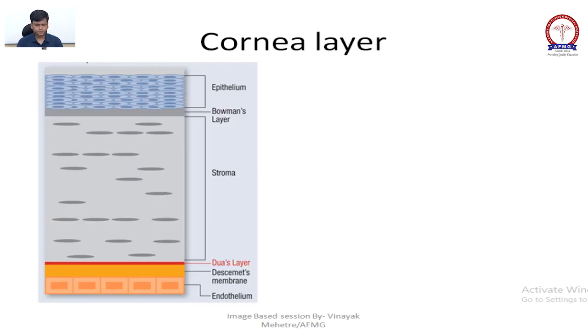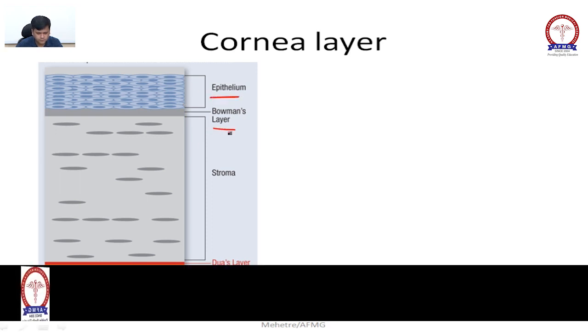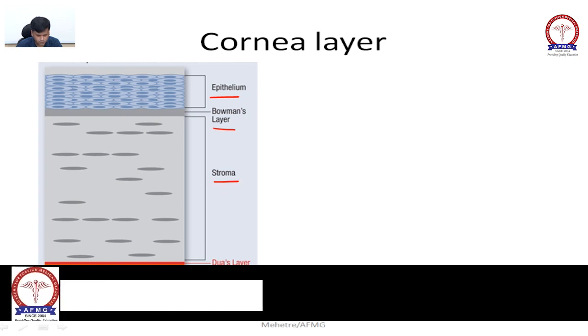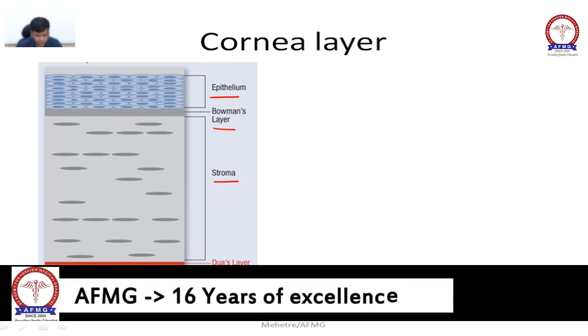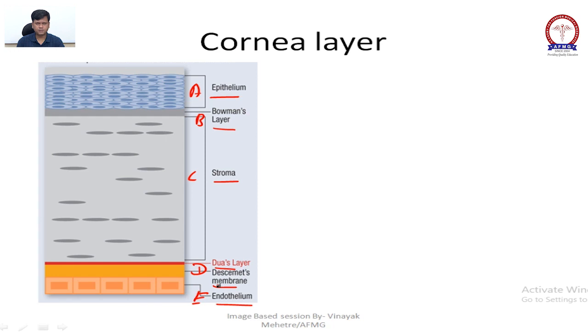Now, cornea. Cornea has epithelium, Bowman's layer, stroma, Dua's layer, Descemet membrane, and endothelium. The mnemonic to remember this will be A, B, C, D, E. Something is better than nothing. Now there are 2 points about each layer. We will discuss it.